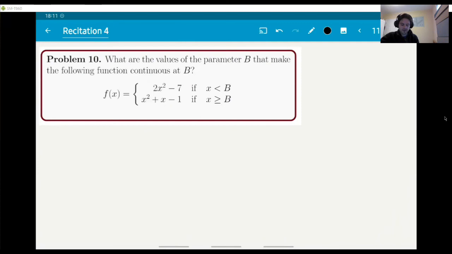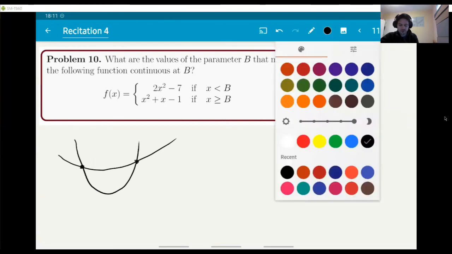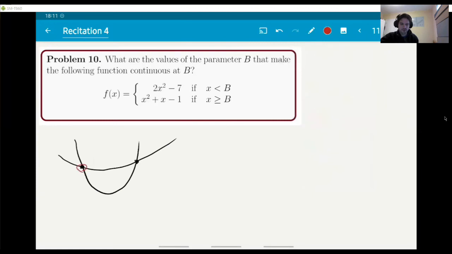Now just try to imagine what could happen here. Both of these are parabolas. We don't really know where they are. But there are two parabolas that might meet in two different locations. So for example, if your B, the breakpoint, is this first location where they meet, that means that before that point, your function is equal to one of the two parabolas, and after the point, it's equal to the other.